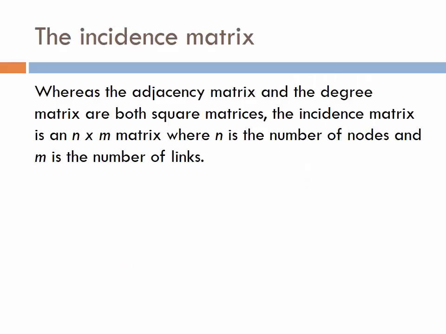Now the incidence matrix. The incidence matrix is different from the adjacency matrix and the degree matrix in the following way. The adjacency matrix and the degree matrix were both square matrices. But the incidence matrix is not a square matrix. It is an n by m, where the number of rows is the number of nodes, and the number of columns is the number of links. So unless you have the same number of links as you have nodes, it's not going to be a square matrix.